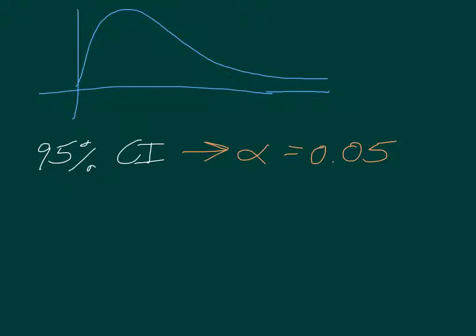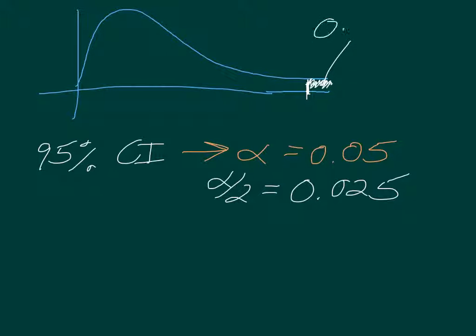But then that means actually alpha over 2 needs to be in each one of the tails, right? So this is what I really need. I want 0.025 of the area to be in that tail right there, and I want 0.025 of the area to be in this tail.